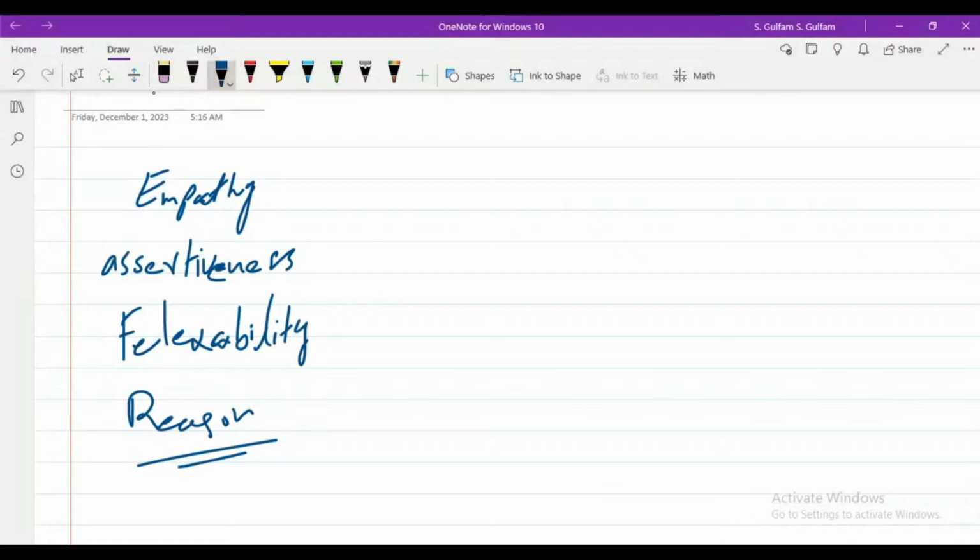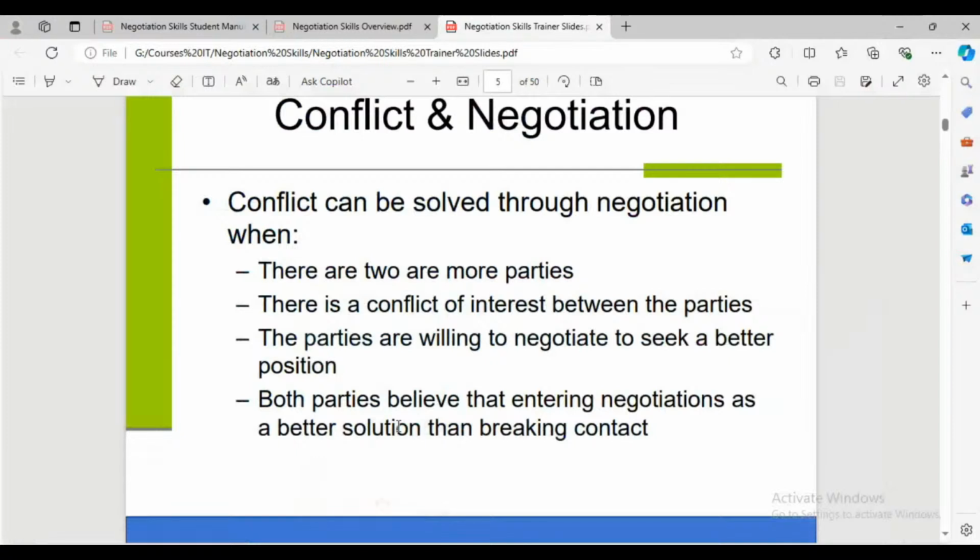Conflicts can be solved through negotiation, even if there are two or more parties. There is a conflict of interest between the parties. The parties are willing to negotiate to seek a better position, or both parties believe that entering negotiation is a better solution than breaking contact. All clear about it? Yeah, so far, yes.